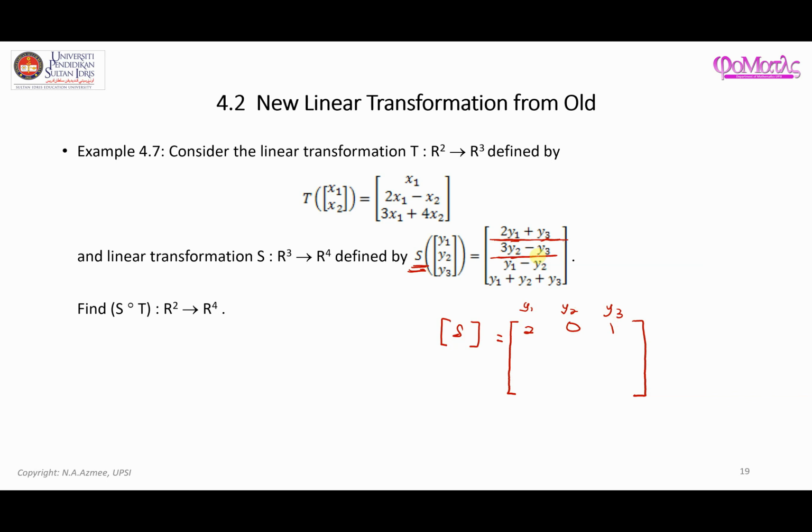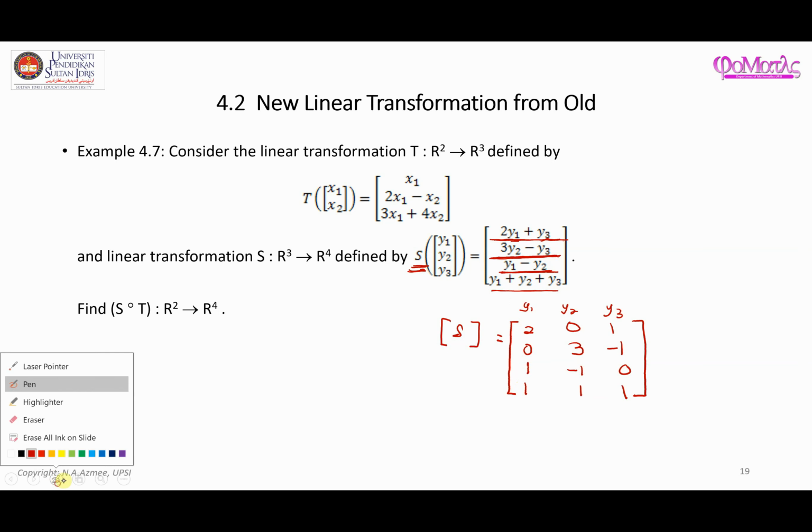In a similar manner, for this one, we shall have 0, 3, negative 1. For this one, we shall have 1, negative 1, and 0. And finally, for this one, we have 1, 1, 1. So this is the standard matrix for S.